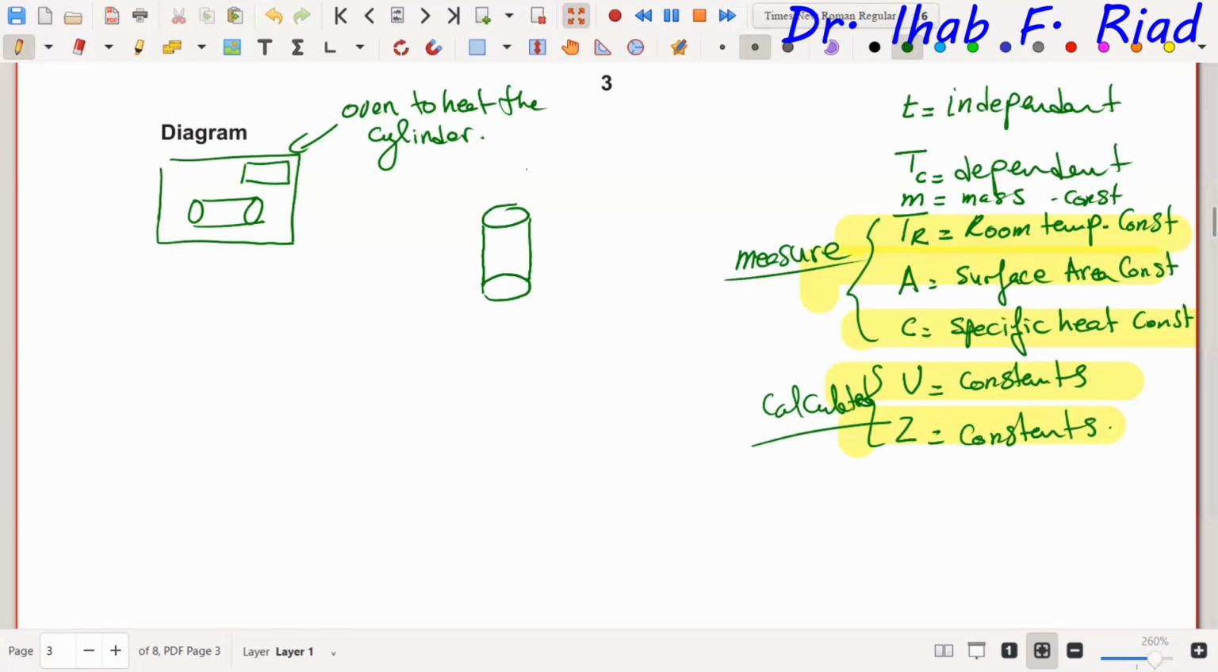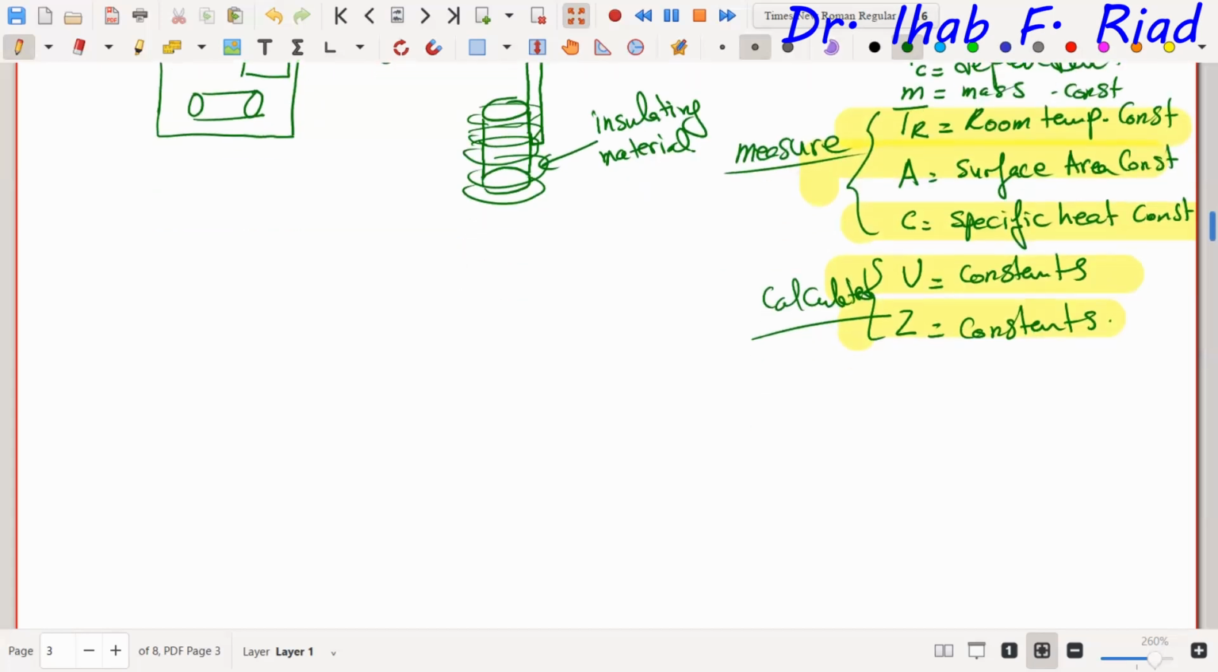So let me draw. This is the thermometer, right? Okay, this is thermometer. And we wrap it. I don't know how we show the wrapping, but maybe we can do it something like this. And we say insulating material. Okay. Are we good? Yes. Okay.